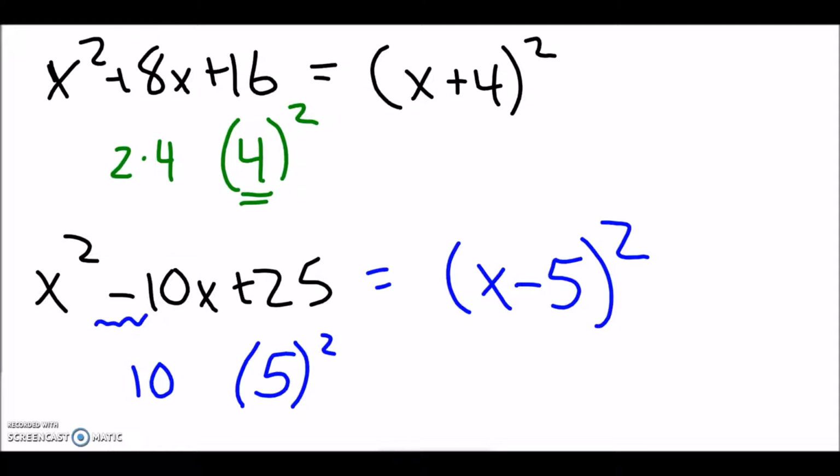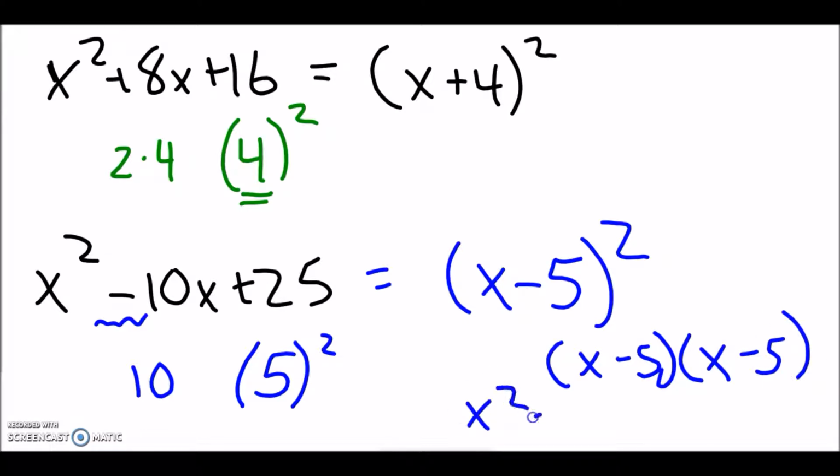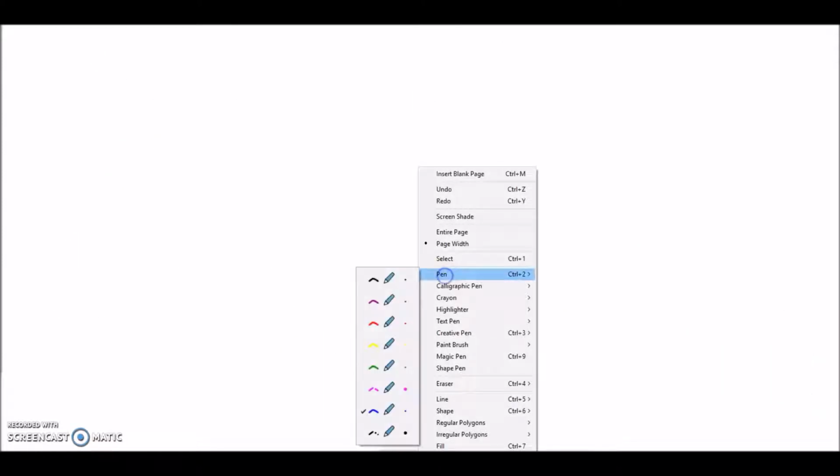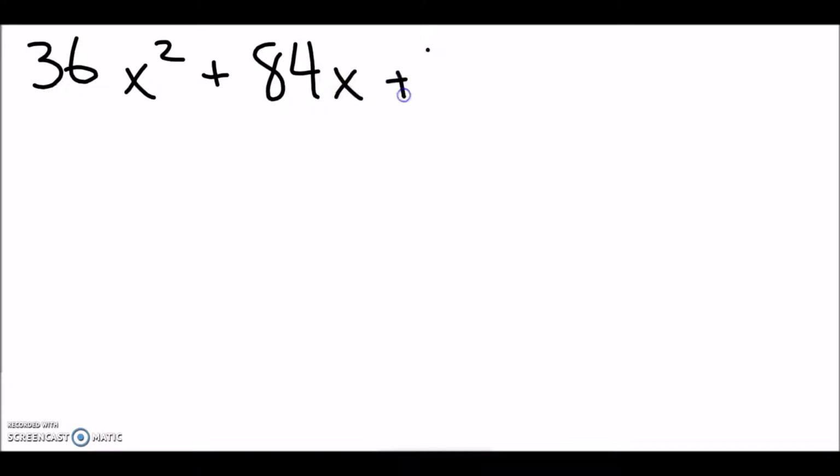Now, you could always check your work, and I encourage you to do that. x minus 5 squared means x minus 5 times x minus 5. If I FOILed: x squared first, outer, inner, last. And when I combine those, yeah, I get the problem that I started with. So that tells me that I do have the right answer. Excellent. It's always nice to check your work. Even better when you check your work and verify that you have the correct answer.